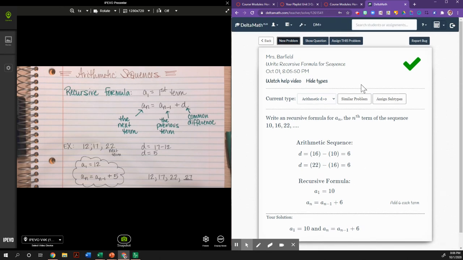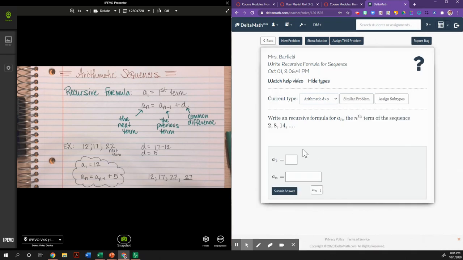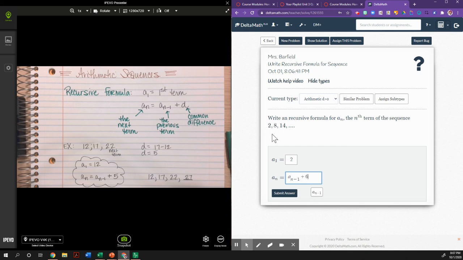Okay, let's do another one. It says write a recursive formula for a sub n, the nth term of the sequence 2, 8, 14. So the first term is 2. Then I'm always going to put a sub n minus 1 next. And then I'm just going to ask myself, what is 8 minus 2? Well, 8 minus 2 is 6, so plus 6. Submit my answer.